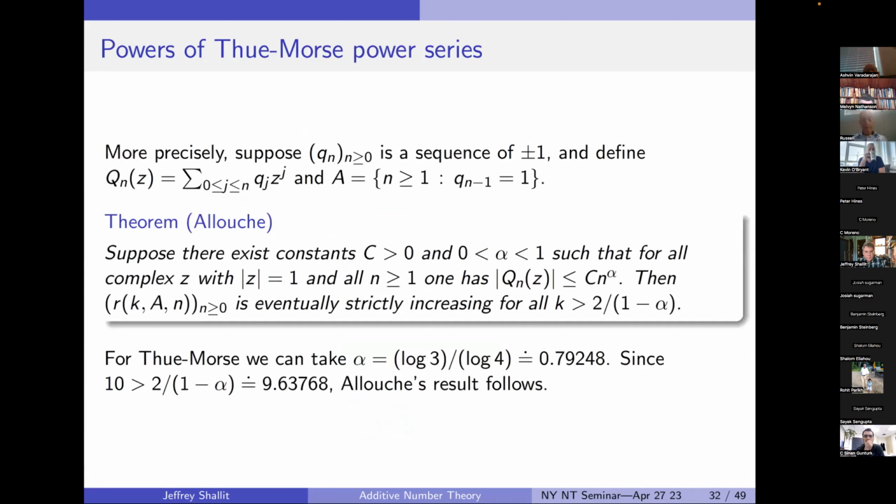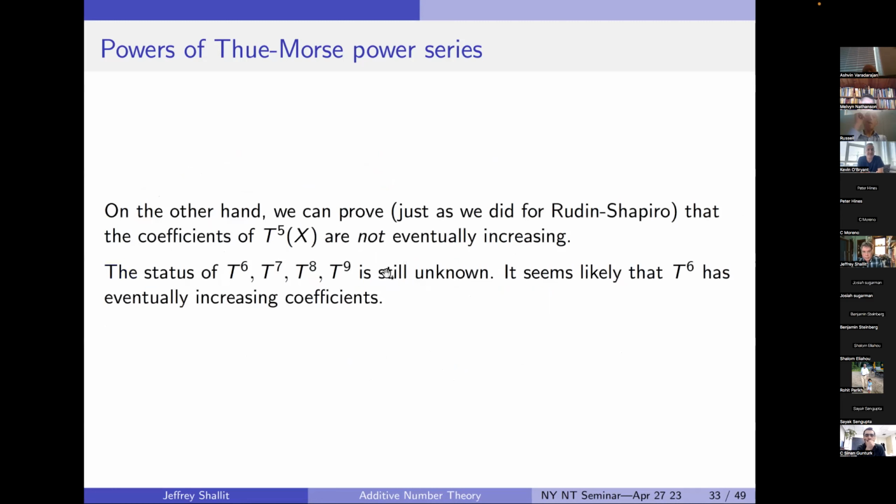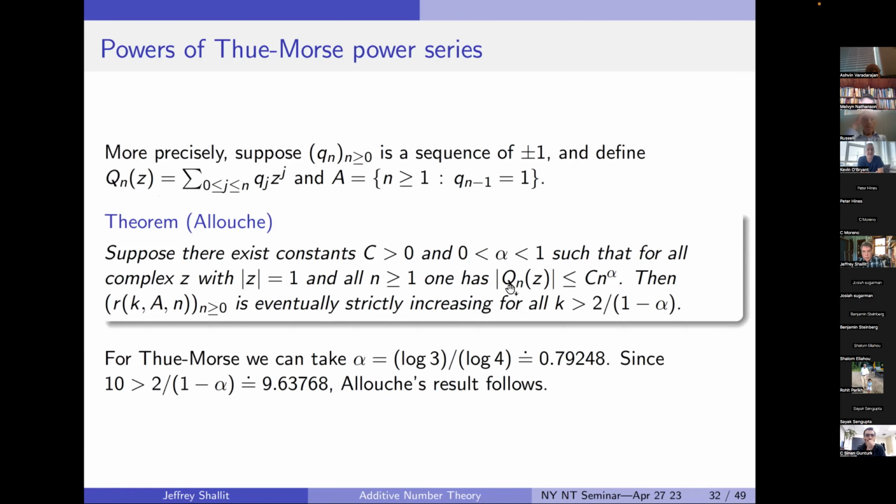And more precisely, he proved the following theorem. Suppose you have a sequence of plus or minus ones, call it Q sub n, and suppose you make a power series out of these. This is a polynomial out of the first n plus one coefficients. And suppose A is the set of all n where Q of n minus one is equal to one, rather than minus one. If you know that Q n of z is less than or equal to C n to the alpha for some constant alpha between 0 and 1, then this R K A n is eventually strictly increasing, provided K is big enough.